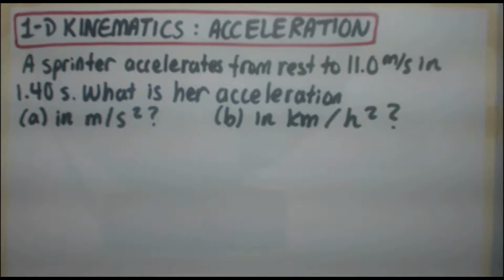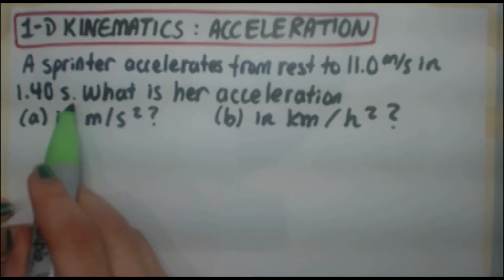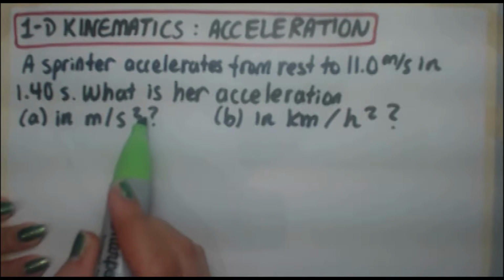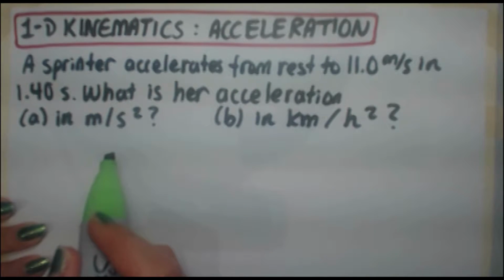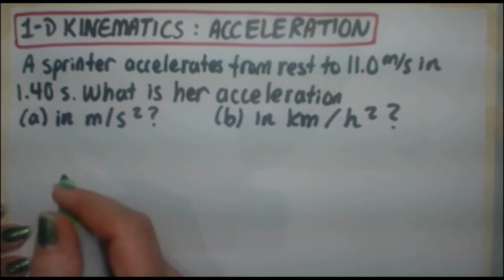Okay, so a sprinter accelerates from rest to 11.0 meters per second in 1.40 seconds. What is her acceleration A in meters per second squared and B in kilometers per hour squared? The data in the question is given in meters per second and seconds, which is why they're asking you to find this value first, because it's going to give you the acceleration in meters per second squared automatically. Then we just have to convert to kilometers per hour squared. Okay, so let's get started.